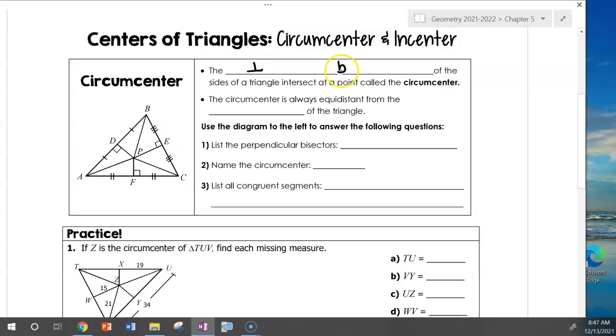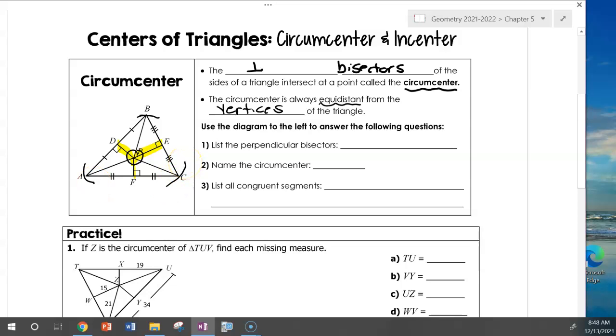So perpendicular bisectors of the sides of a triangle intersect at a point called the circumcenter. So if you look at our picture over here, I'm going to highlight the perpendicular bisectors, and all 3 of them are meeting at the same point there. So that is the circumcenter. The circumcenter is always equidistant from the vertices of the triangle. So what that means is the distance from the center to B is the same as the distance from the center to this vertex and to this vertex.